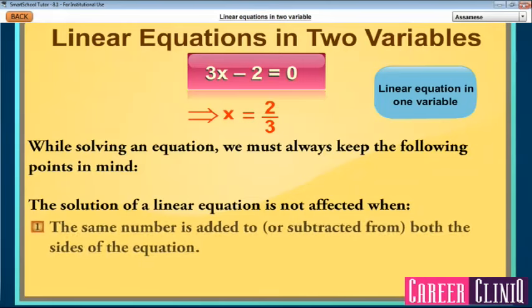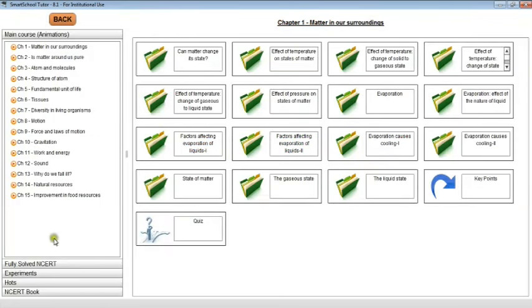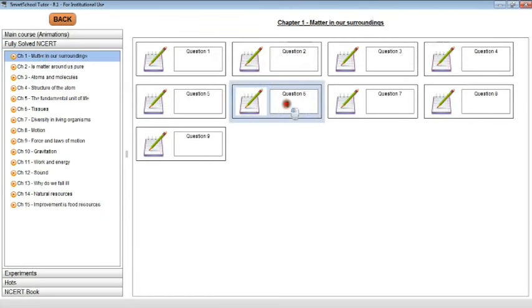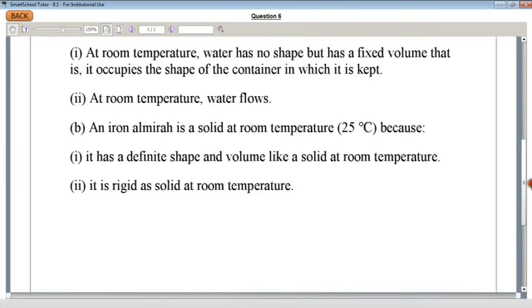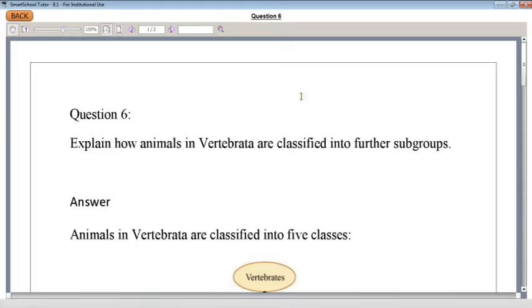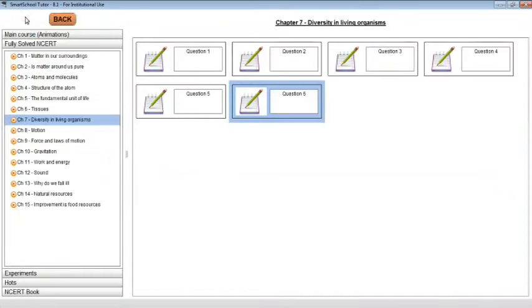So I pause it here and we'll go back to the main panel. Before I go back, I would like to show you something. Against all these chapters, we have given the fully solved NCERT. So all the questions that are there in your book are solved here. You see the questions here as well as the answers. So for each of the chapters, you get the fully solved questions and answers here as per your book.